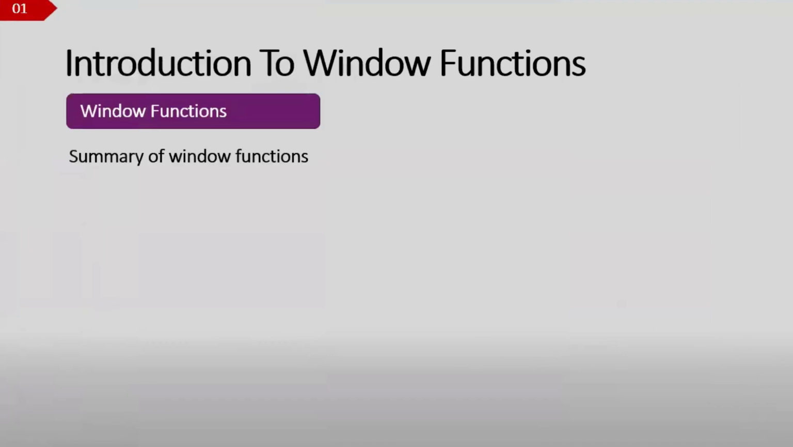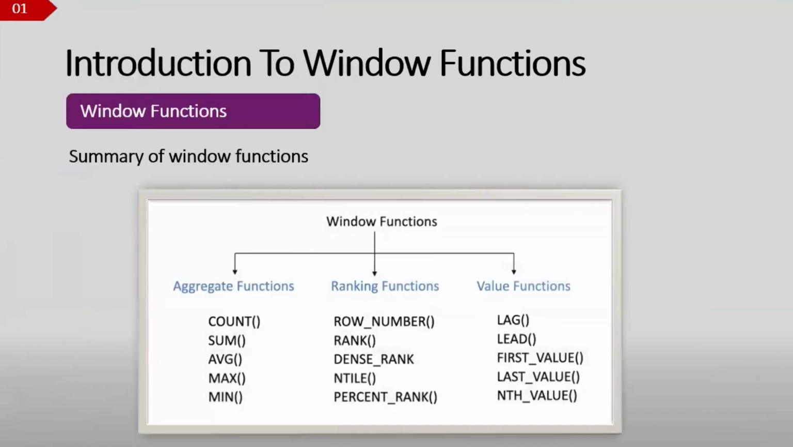So let's go. What are the functions in window function? This is the most common window functions that we can use, but they are not all. We have aggregate functions like count, sum, average, max, and minimum. Ranking functions like row number, rank, dense rank, ntile, and percent rank. And value functions like lag, lead, first value, last value, nth value. And we will take them all in detail later. Today we will focus on aggregate functions.